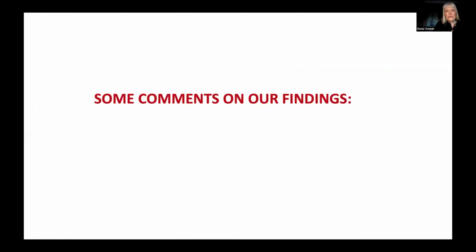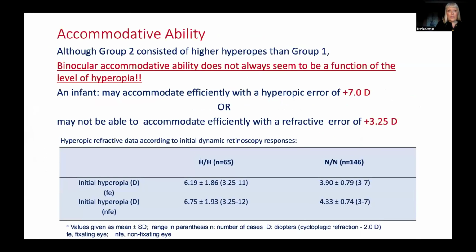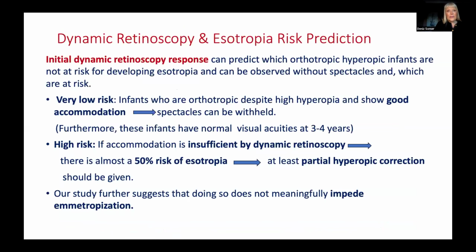Here are some comments on our findings. Binocular accommodative ability does not always seem to be a function of the level of hyperopia. An infant may accommodate efficiently with a hyperopic error of 7 diopters or may not be able to accommodate efficiently with a refractive error of 3.25 diopters.